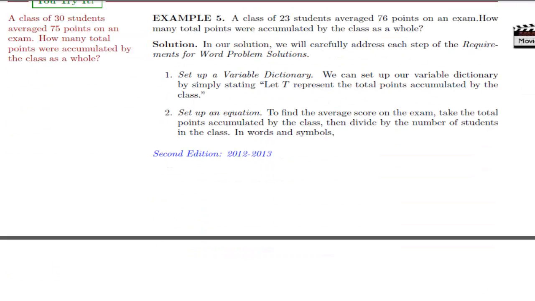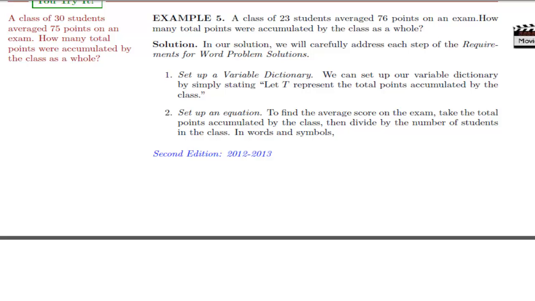Example 5. A class of 23 students averaged 76 points on an exam. How many total points were accumulated by the class as a whole? Solution. In our solution, we will carefully address each step of the requirements for word problem solutions. Set up a variable dictionary. We can set up our variable dictionary by simply stating let T represent the total points accumulated by the class.